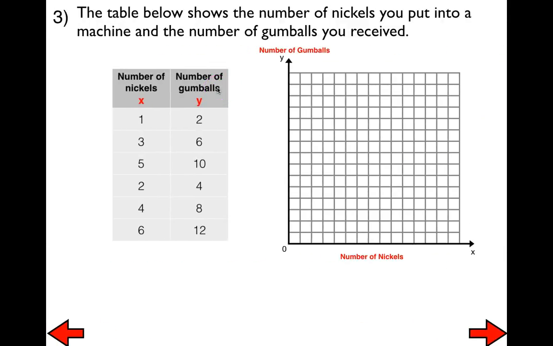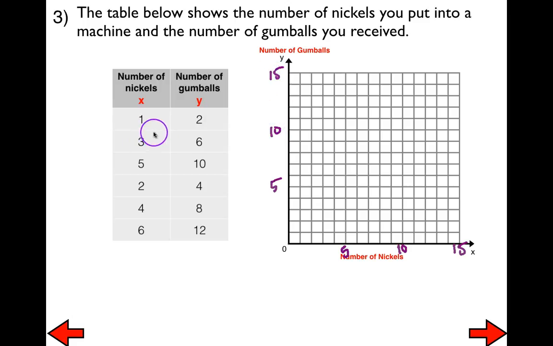The table below shows the number of nickels you put into a machine and the number of gumballs you receive. So here, again, looking at the data, I'm going to go ahead and scale it. Seems like everything is under 15, so I'm going to scale everything by ones. So 1, 2, 3, 4, 5. Whoops, that's not a 5. 5, 6, 7, 8, 9, 10. And this should be 15. This should be 5, 6, 7, 8, 9, 10, and then 15 here.